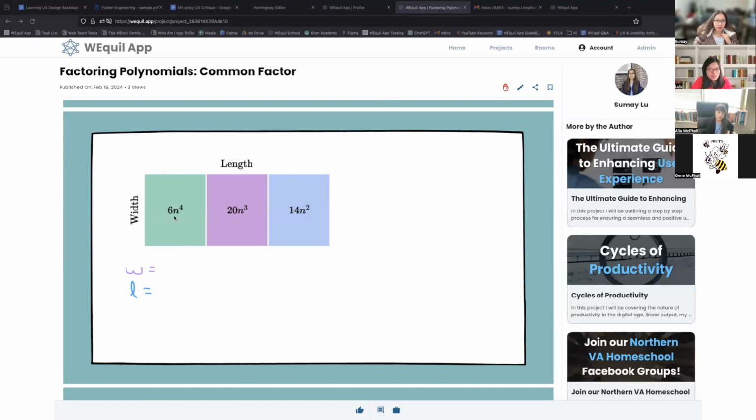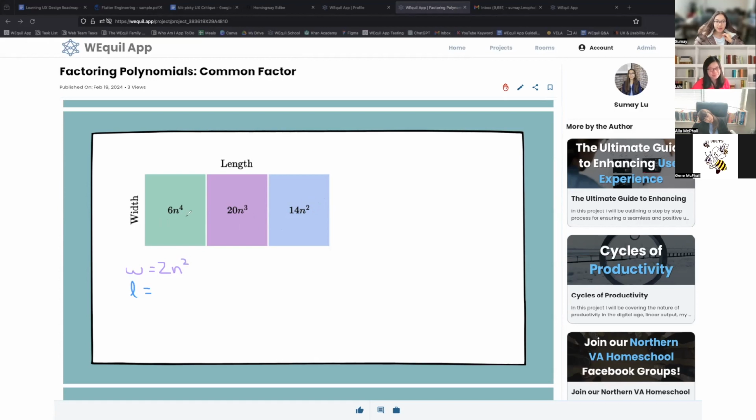Okay, I'll give you the answer. The greatest common factor for these is, I'm pretty sure, 2. Correct me if I'm wrong. Because you figure out the greatest common factor of 6, 20, and 14, and then you figure out the greatest common factor of n to the power 4, n cubed, and n squared. So the greatest common factor of all these numbers is 2. And then all of them share the variable n, and the greatest common factor here, you just need to find the smallest exponent, which is 2.